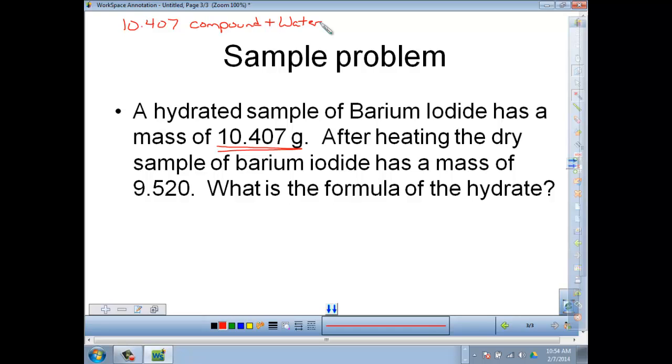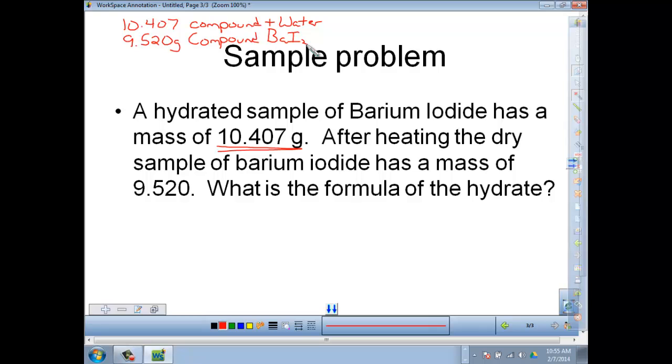It says after heating the dry sample. Oftentimes you might hear the dry sample being called the anhydrous. Anhydrous also means dry. But it says after heating the dry sample of barium iodide, it has a mass of 9.520 grams. That is just the compound. And that's important because, again, that's what I want. I want to know the BaI2 by itself. It says, what is the formula of the hydrate?